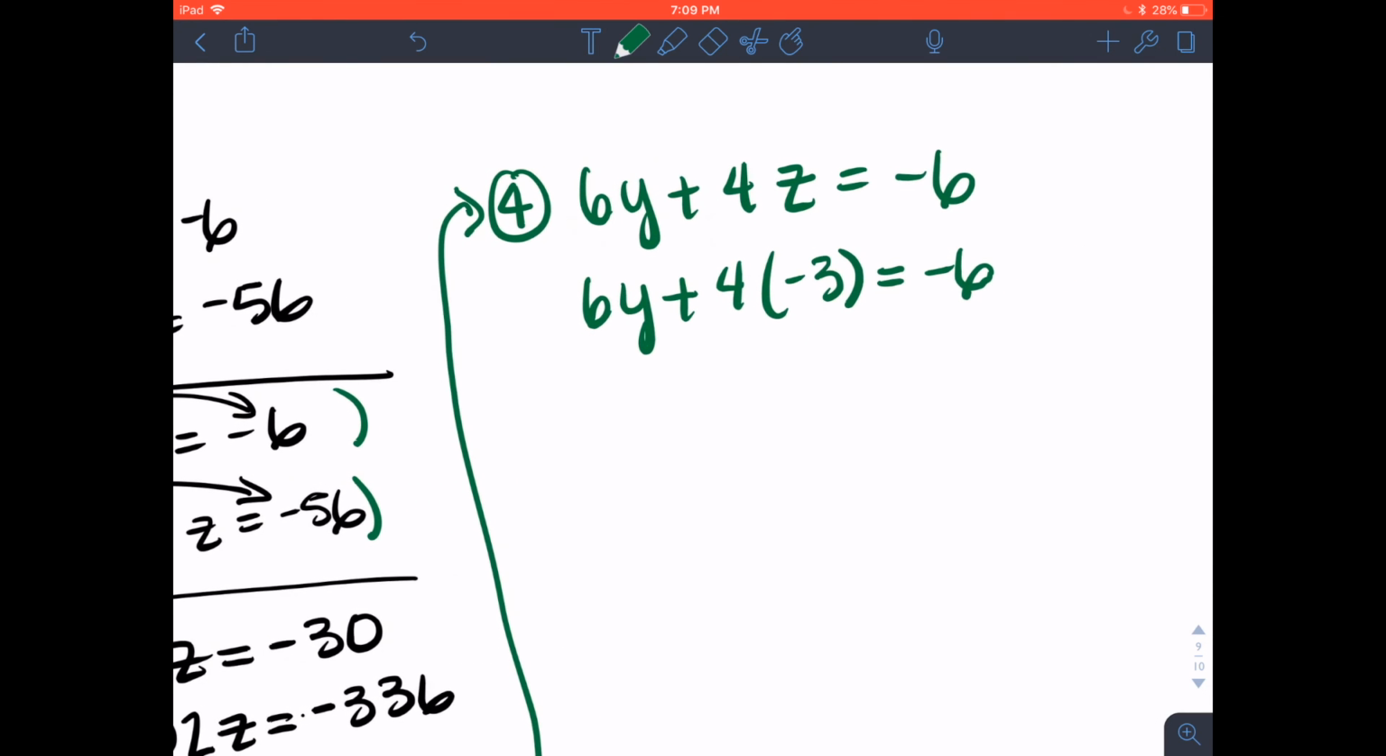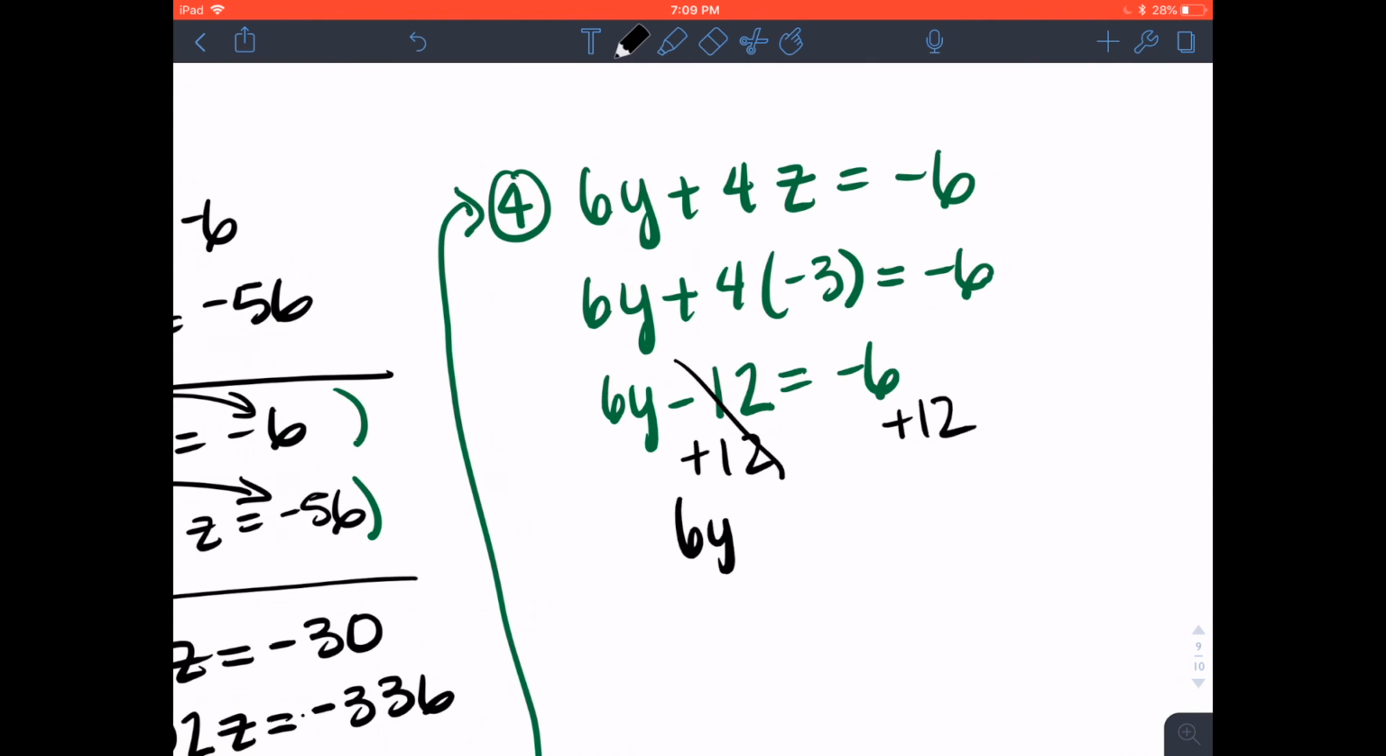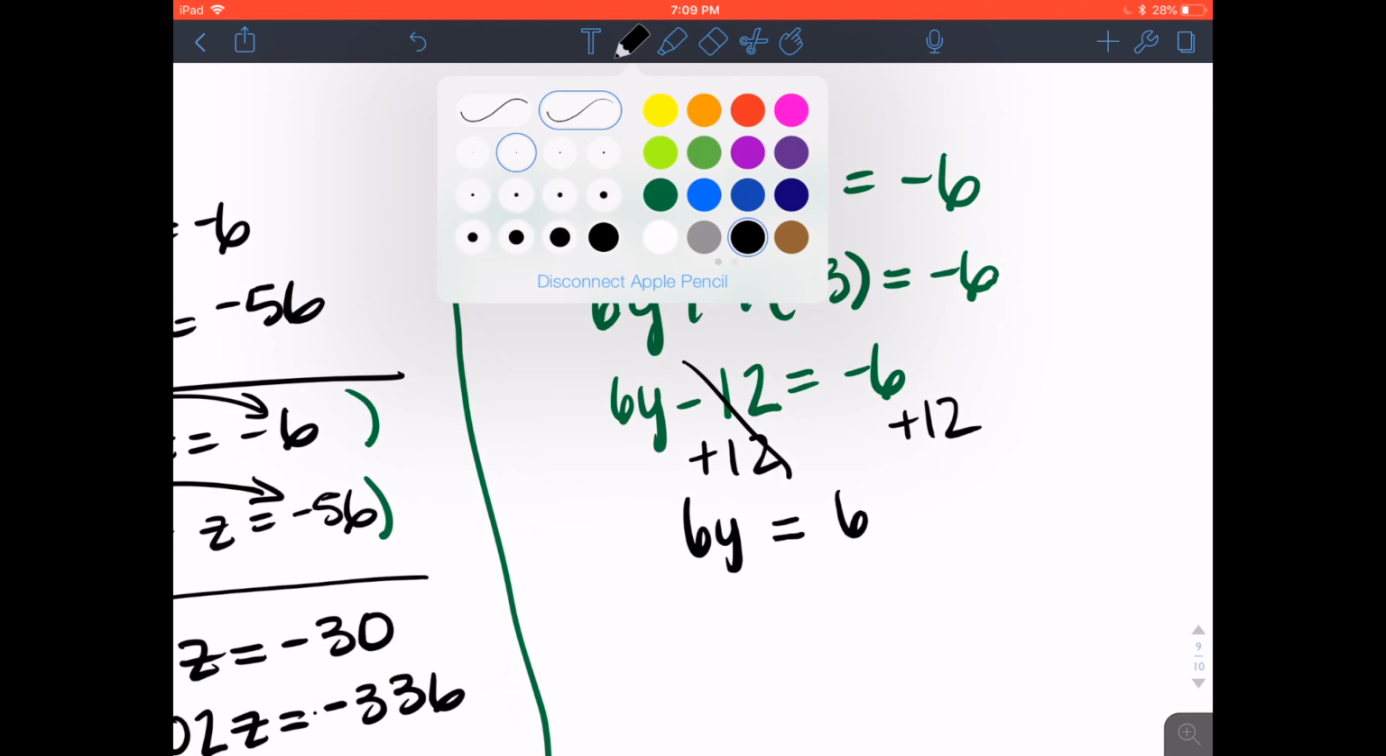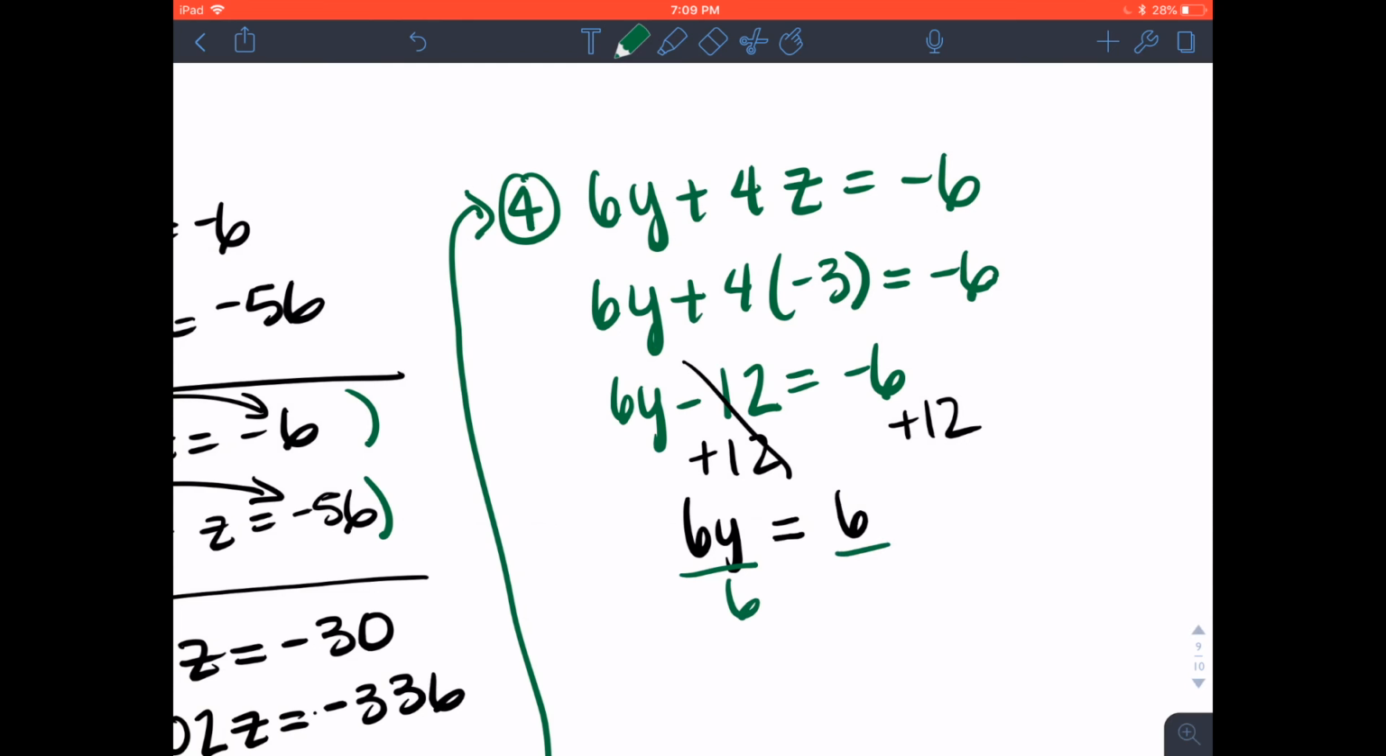So looking at this problem here, 6y is kept by itself, but 4 times negative 3 is negative 12, minus 6. So I need to add both sides by 12. 6y is brought down, the 12s cancel. Negative 6 plus 12, that's a positive 6. Then I divide both sides by 6. The 6s cancel. So y is equal to 1.